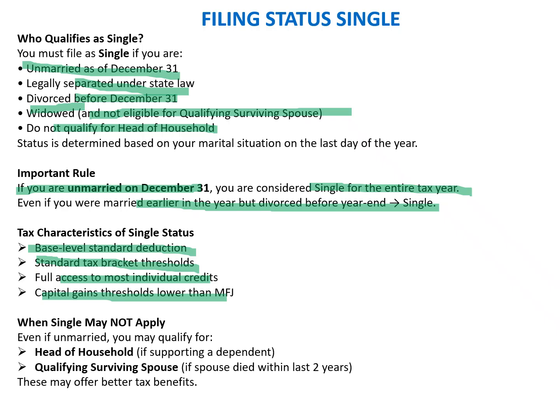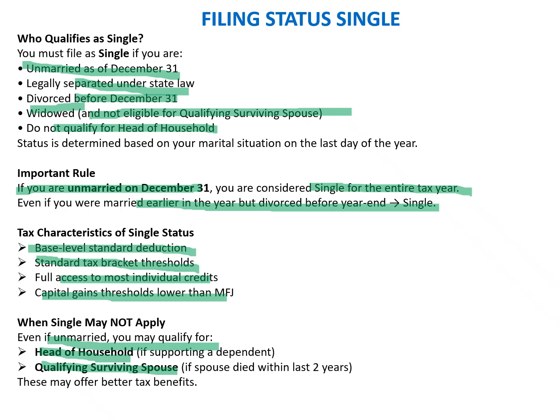When single may not apply: even if unmarried, you may qualify for head of the household or a qualifying spouse. Which means that if an individual is single, he can still opt to file the return as the head of the household. The condition is that he is incurring more than 50% of the household expenses, and he has a dependent he or she has to support. And for a qualifying surviving spouse, if the spouse died within the last 2 years. So these may offer a better tax benefit.